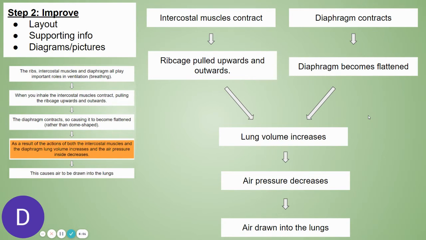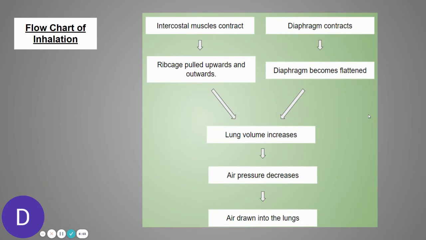Okay, next thing, how can we make this better? So what else can we do? This is the final version. So one of the best things you can add on is pictures and diagrams. And ideally, you would do that at each stage. You can show the intercostal muscles contracting. You can show the diaphragm contracting, what it does.